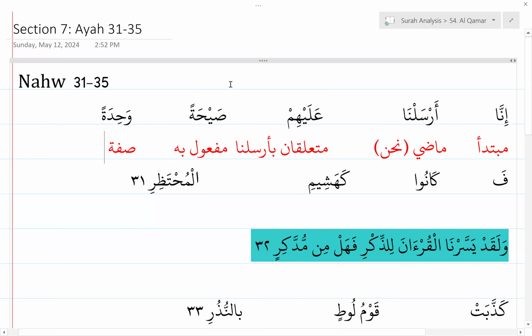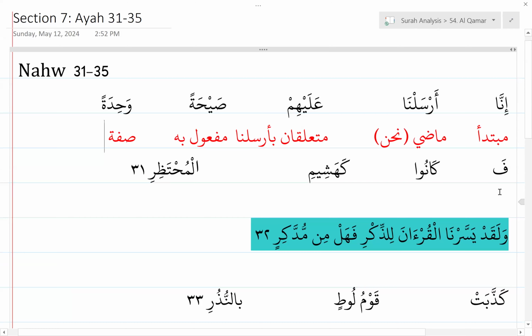na'at of sayhatan. Good. So again this should be فصيحة. Like what? No, this is going to be atif because it's immediately happening. So we send them this blast and immediately كانوا كهشيم المحتضر. This is what they became after the punishment. Okay.